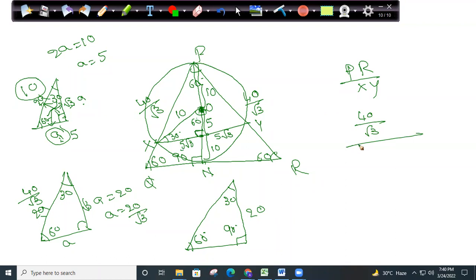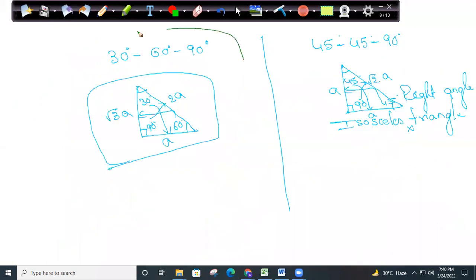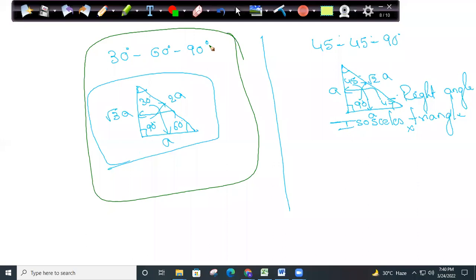XY is 5 root 3 plus 5 root 3, which is 10 root 3. 40 by root 3 comes down, so root 3 into root 3 is 3. So 40 by 30 is 4:3. See how simple this question is. These are the actual similar questions you can expect to get in the exams. So the answer should be 4:3. For all this, you need to know this: A, root 3A, 2A, which one? You should know this by heart, you should have this in your mind.